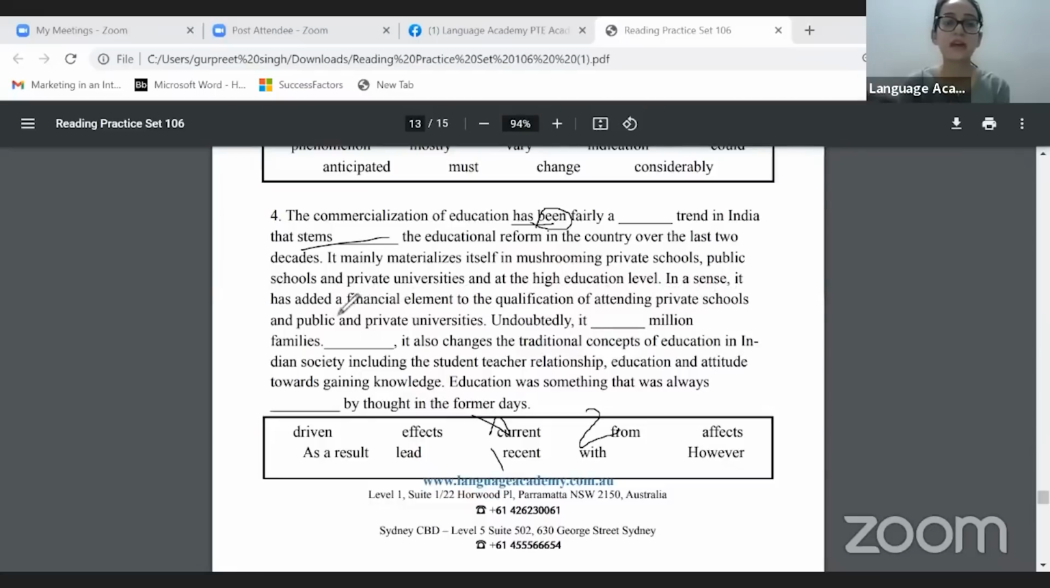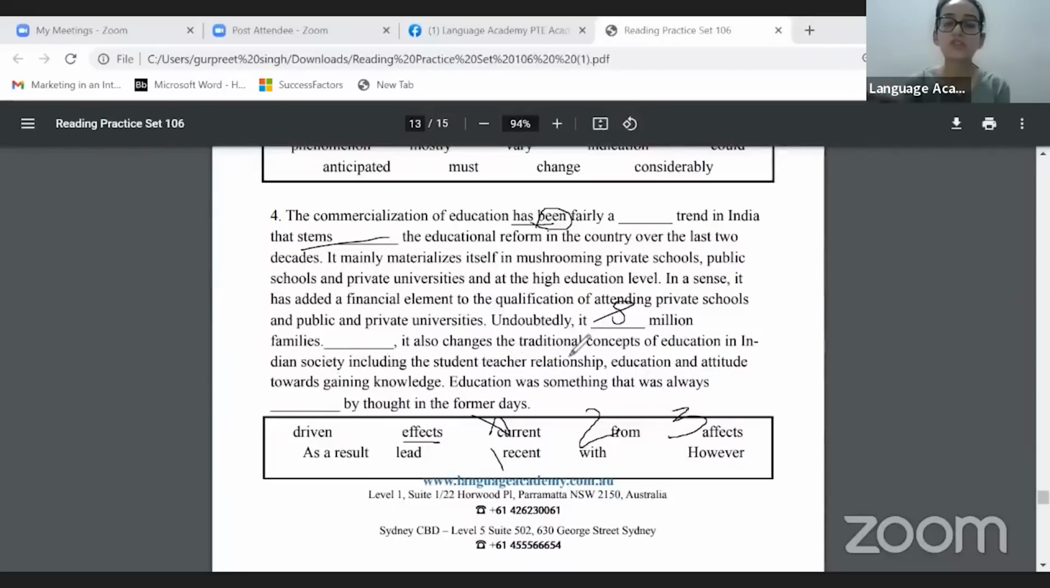In a sense, it has added a financial element to the qualification of attending private schools and public and private universities. Undoubtedly, it dash million families. So with "it" comes a verb with s because it is singular. Let's see how many we have. "Effects" is a noun. We need a verb. So "affects," the one with "a," is a verb. The one with "e" is a noun. So please make a note, those who don't know this. So it affects million families.